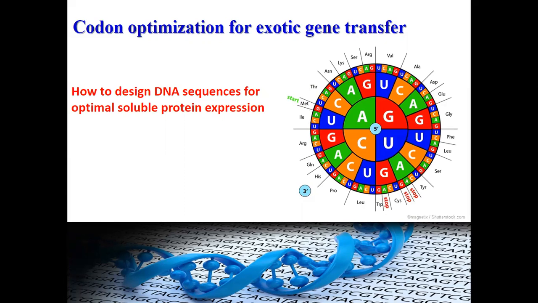And in this lecture, we will see how to design DNA sequences for optimal soluble protein expression. So basically, what is optimal soluble protein expression? Well, first of all, you should know what protein expression is. First, I am giving you the basic fundamental knowledge behind the codons and codon optimization, and then at the end we will talk about the technique of how we can optimize the codon. So let's go back to protein expression.